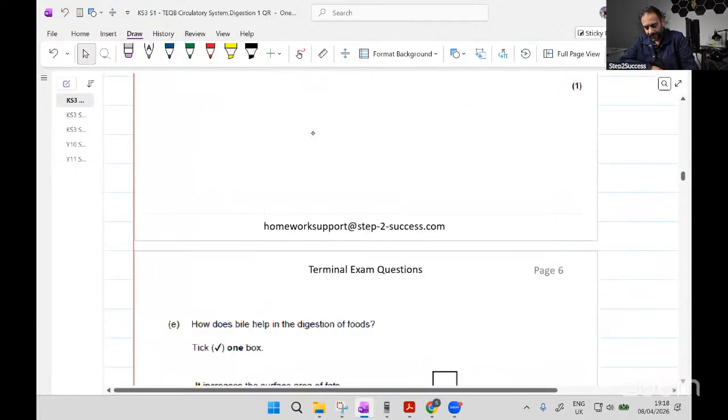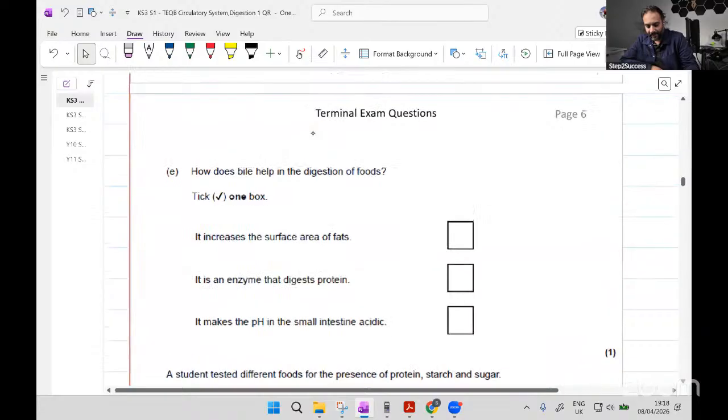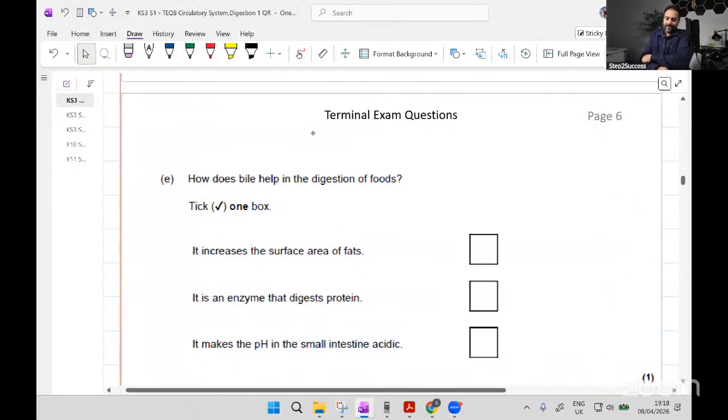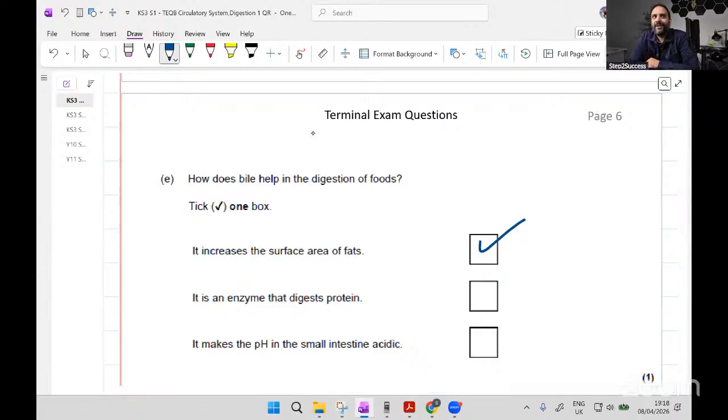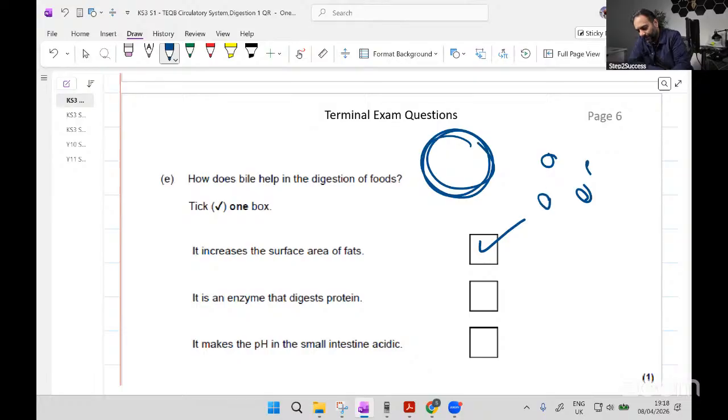Booklet 3, question 2. Yes, I shall do that in just a moment. How does bile help in the digestion of foods? The answer to this question is it increases the surface area of fats. What it basically does is it takes a fat molecule and cuts it up into smaller pieces, which means that when we try and digest this, it is much quicker than trying to digest this big lump.